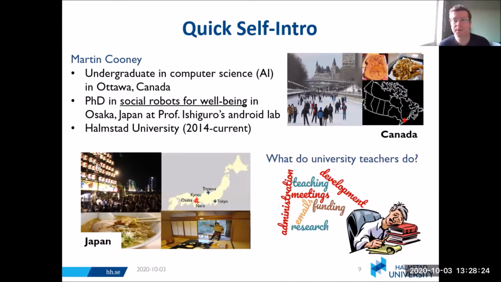So in 2014, I came to Halmstad University in southern Sweden, where I am now. And what do I do? Well, like most university teachers, teaching is just part of what I do. I am a program director for two master programs in computer science. I develop AI tools and also work part-time at our pedagogical center.